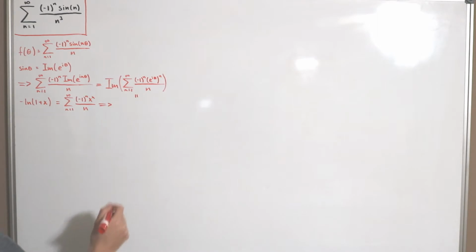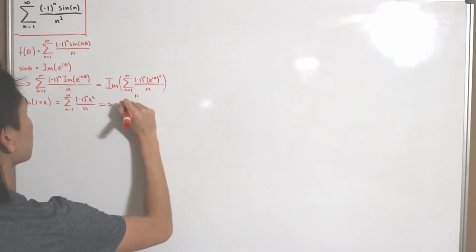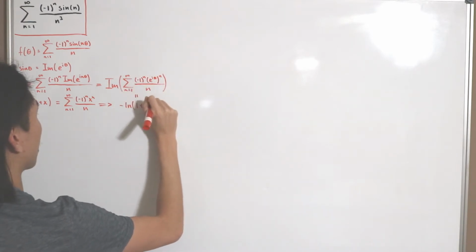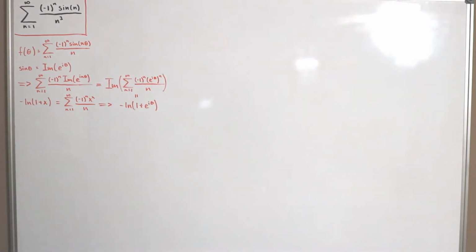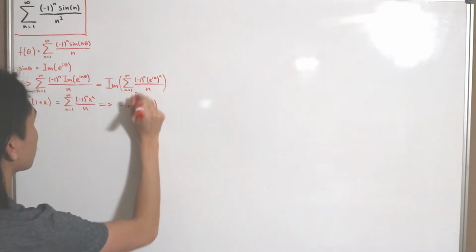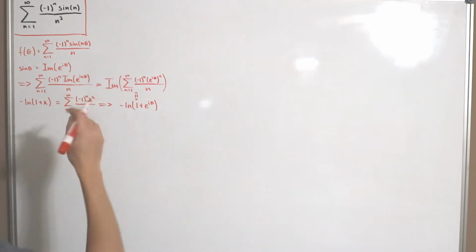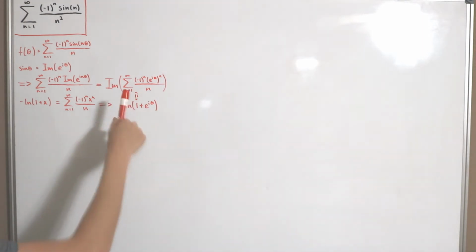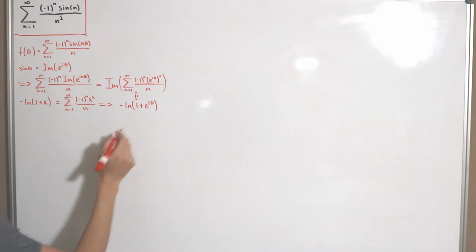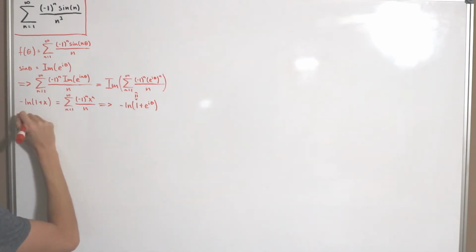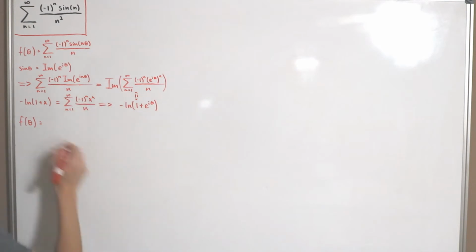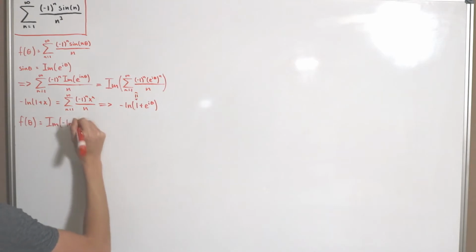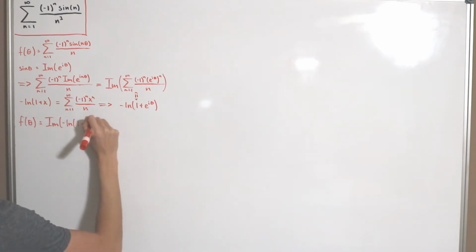So we see that this is actually just equal to the negative natural log of 1 plus e to the power i times theta. Okay, I'll write this better. I'll put a little sideways if and only if depiction. So that's how it's defined. So that means so far we have that f of theta, really it should be the imaginary part of this, but again I'm going to write this out. So this is equal to the imaginary part of negative ln of 1 plus e to the i theta.